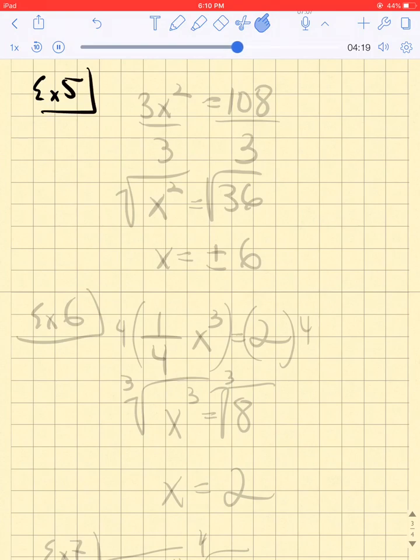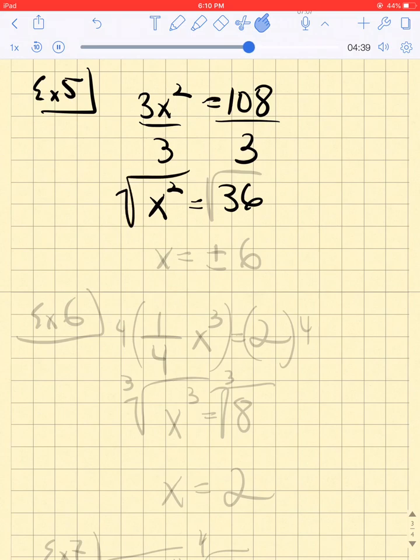Example 5. Right? This will be 3x squared equals 108. So we divide both sides by 3. X squared equals what? 36. Square root both sides. X equals plus or minus 6. 2 more and we're done.